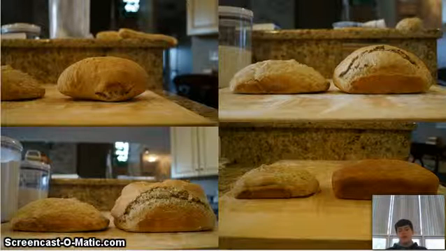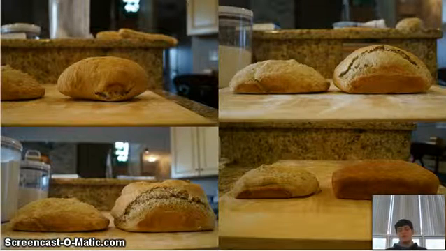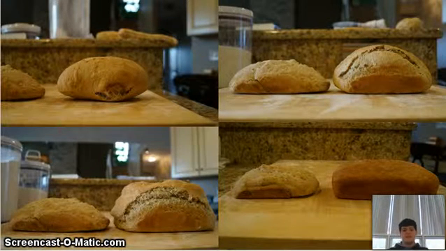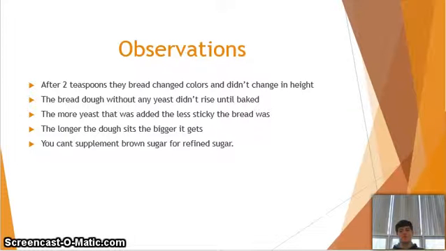I also noticed that after 2 teaspoons, the bread turned to a darker, more brown loaf that kind of stayed consistent. My observation was after 2 teaspoons, bread didn't change color and didn't change in height. The bread dough without any yeast didn't rise until baked.